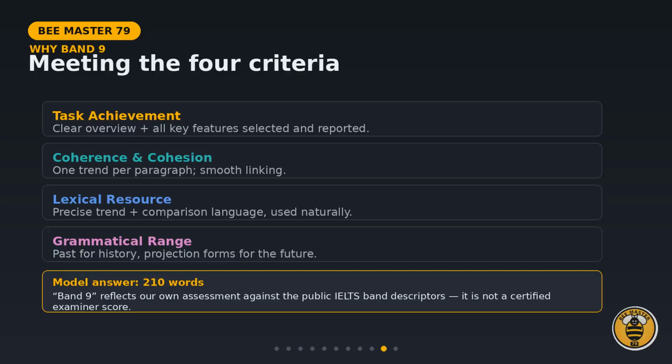Why does this reach band 9? The task is fully covered with a clear overview. Ideas are logically organized, one trend per paragraph. The vocabulary is precise, and comparisons such as "by contrast" and "overtaking" are used naturally.